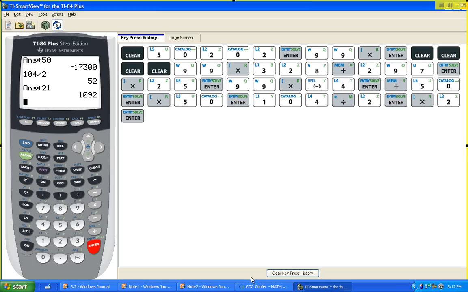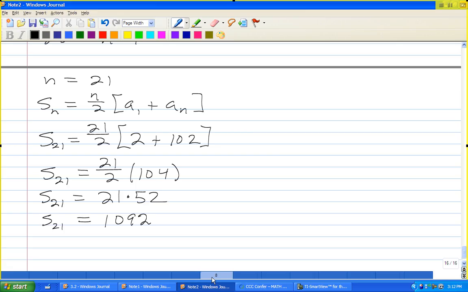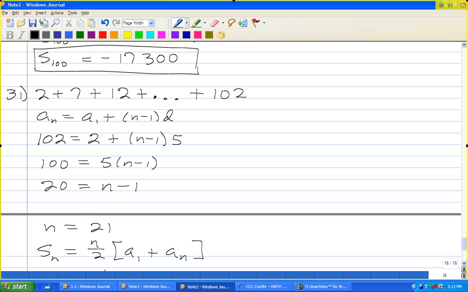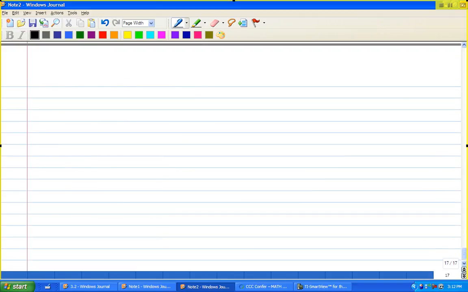So the sum is equal to 1,092. Do problem 33.